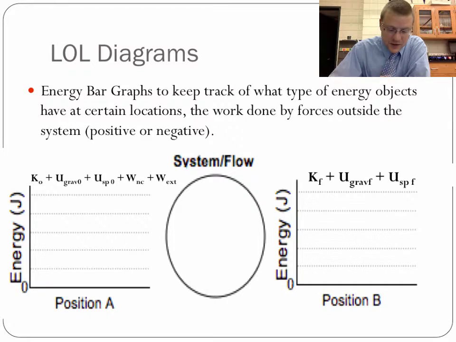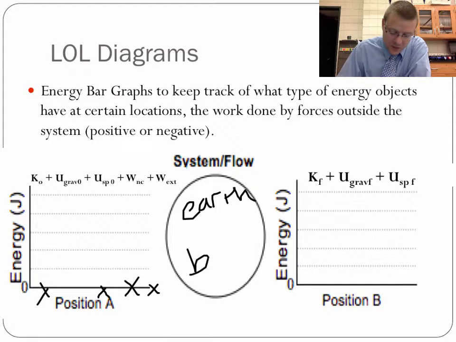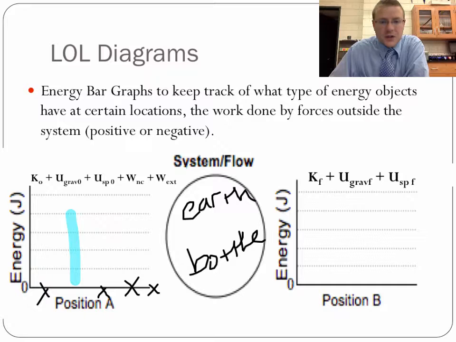Looking at my scenario here, I can see that there was no kinetic energy in the bottle at the beginning. There was no spring involved. We're not going to deal with any frictional forces or work done by external forces. So in my system here, I just had the Earth and the bottle, and originally it was above the ground, so there was some gravitational potential energy.